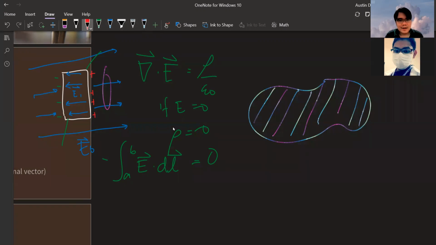Going back, kunwari, say red yung mga charges. Di ba sabi natin yung mga charges on the surface, nandun lang sila. Kunwari ganyan.